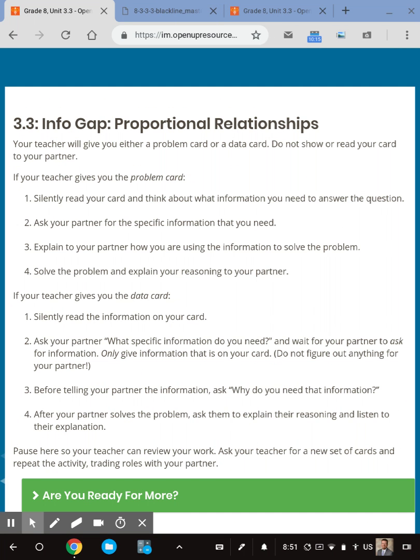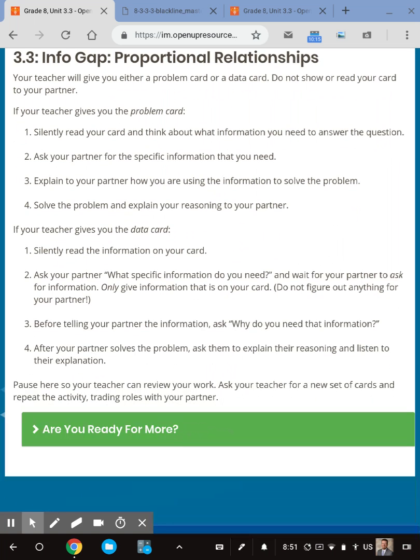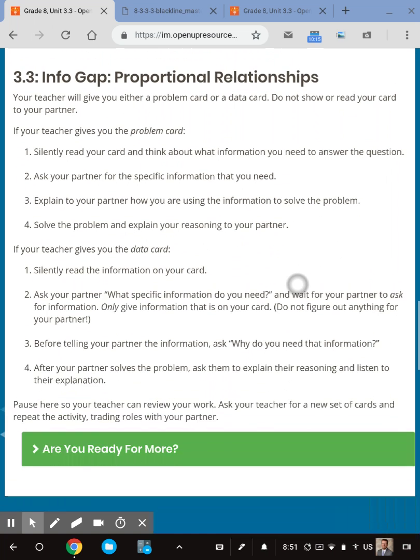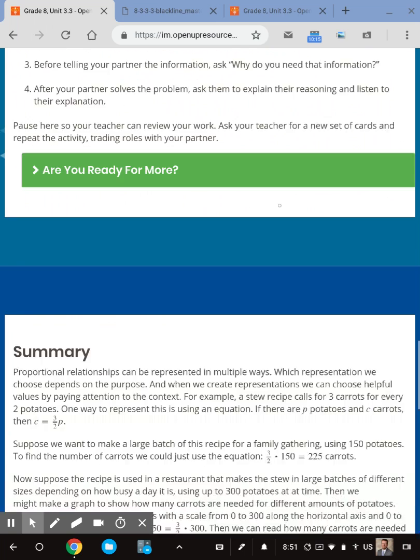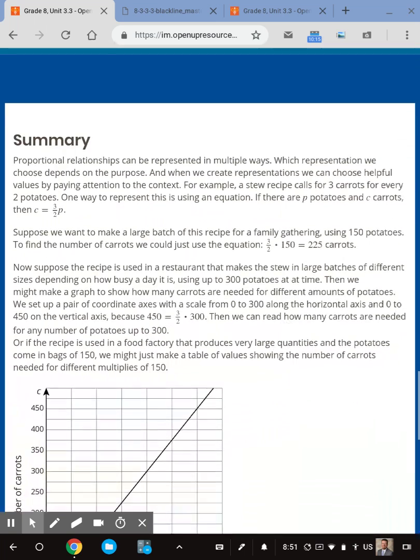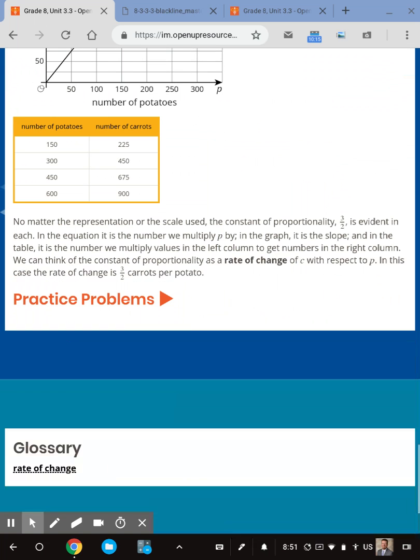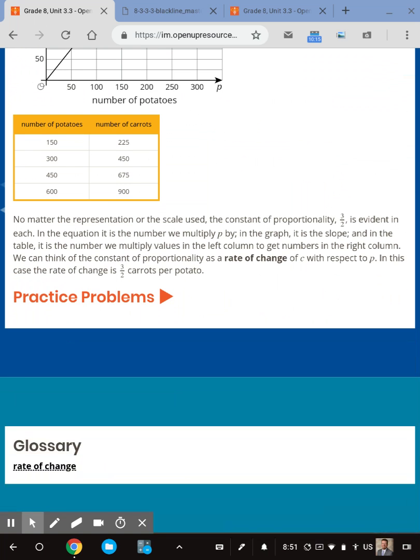All right, and the are you ready for more could be helpful here because pairs will probably finish the info gap at a different rate. So make sure you have enough cards so that when you're ready to switch out, kids can go to the are you ready for more as they're done. And then for the synthesis of this lesson, it's looking at how you chose your scale and again, looking at rate of change. Those are the big ideas. We're moving to that rate of change in this, and then you can see that's in the glossary at the bottom.